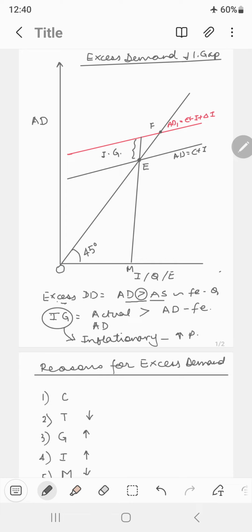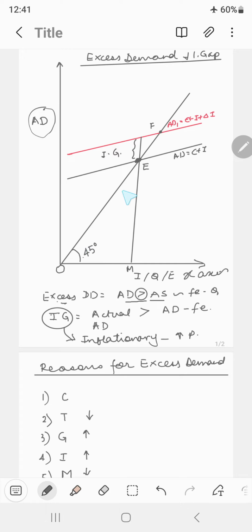Understanding this graph, on the x-axis we have income, output and employment, and on the y-axis what we have shown is the aggregate demand. Clear? Now this is your supply curve, this is your aggregate demand curve. This is drawn at 45-degree angle, and the place where aggregate demand and aggregate supply curve intersect, that is the full employment equilibrium. Now beyond this, either if it is below or above, that will not be full employment equilibrium.